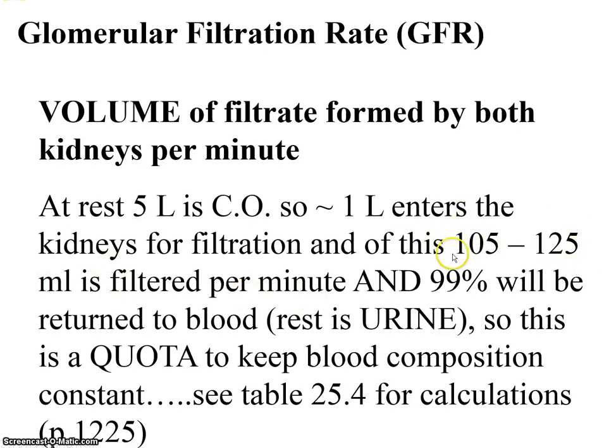You have to keep up. And so the kidneys can't afford to go less than this or go higher than this, because that will affect the composition of the blood. I said 99% of this will be returned to the blood. The rest is urine. So of this 1 liter, we're only going to get rid of 10 milliliters of fluid. So this is a quota. You have to maintain this to keep the composition of the blood correct. And again, you're not going to do the calculations for me, but table 25.4 gives you some of the calculations that you have to think about clinically.